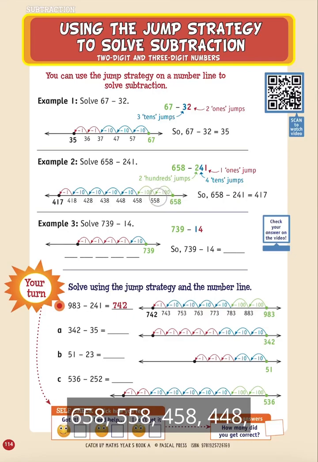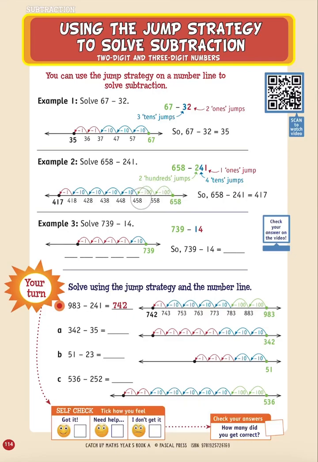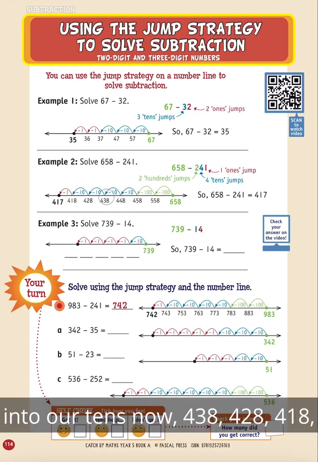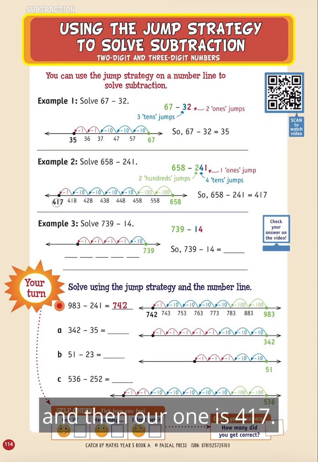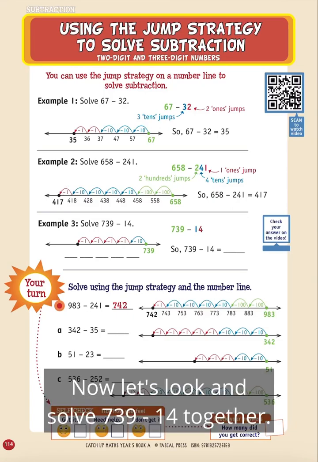658, 558, 458, 448 into our tens now, 438, 428, 418, and then our 1 is 417. Now let's look and solve 739 minus 14 together.